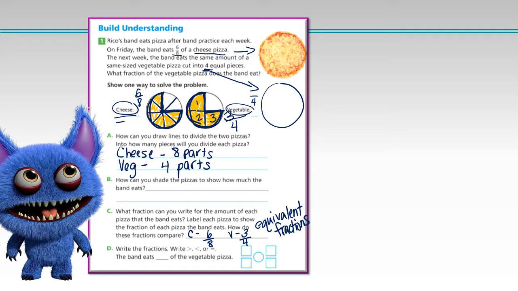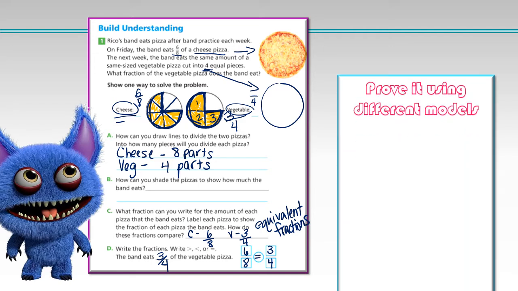And now we're going to use our symbols to compare our fractions. So write the fraction, write greater than, less than, or equal to. The band eats blank of the vegetable pizza. Well, they eat 3/4 of the vegetable pizza. And if we want to compare 6/8 and 3/4, we're going to do an equal sign to show that the fractions are equivalent.